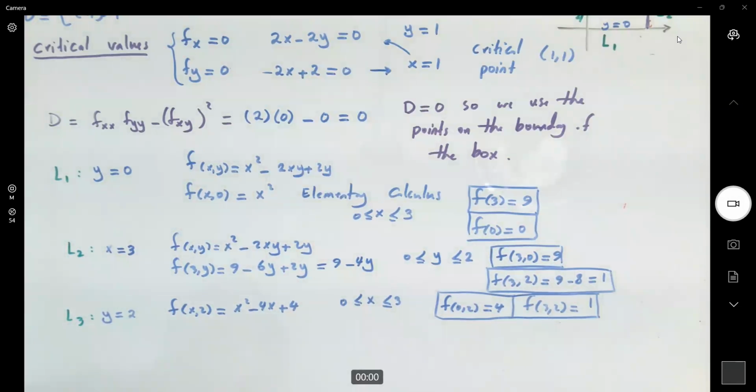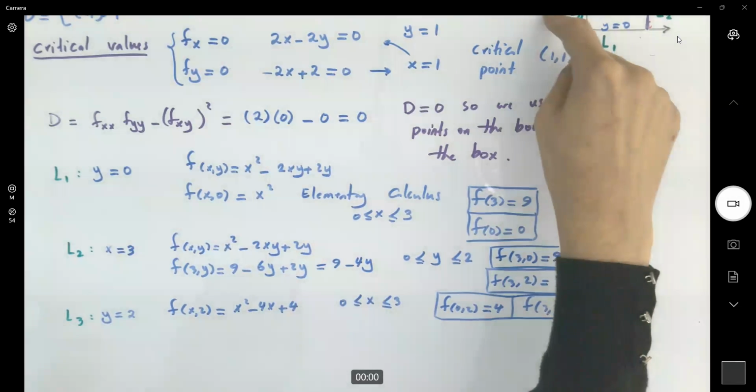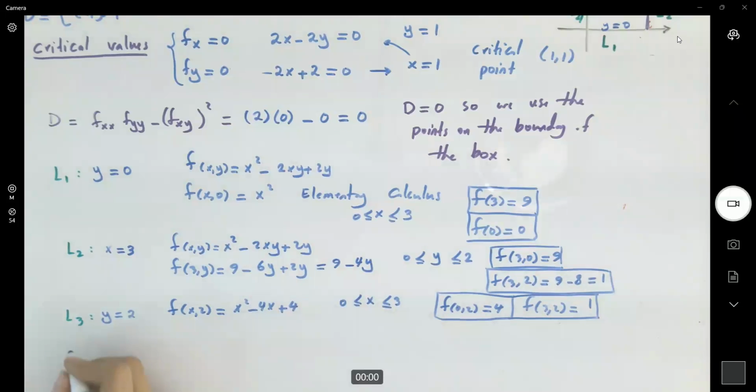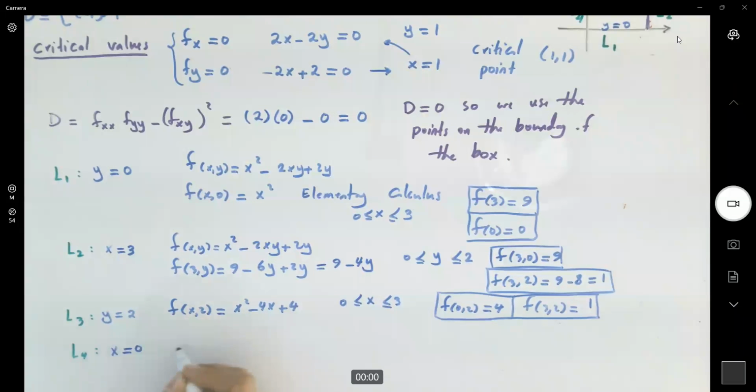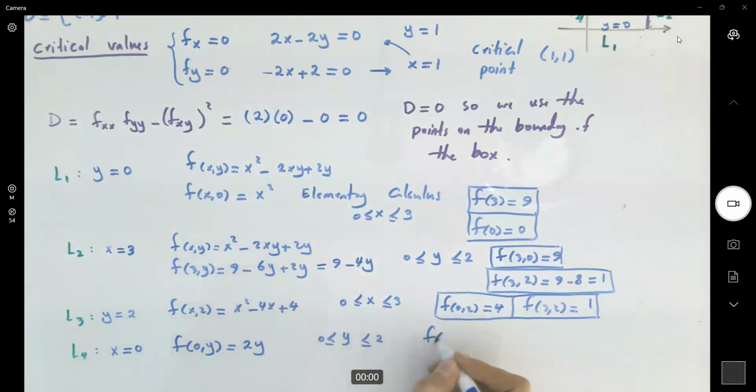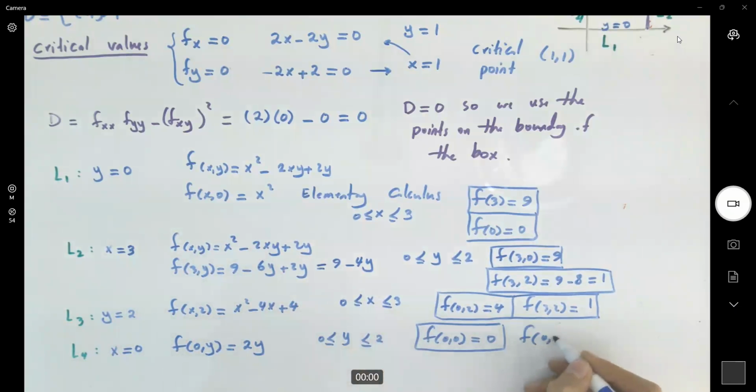So far, so good. And finally, on L4, my x is 0. That's obvious. x is 0. So f of 0 and y becomes 0 minus 0 plus 2y. It's just a line, and y is bounded between 0 and 2. So f of 0 and 0 is 0. f of 0 and 2 is 4. Very good.